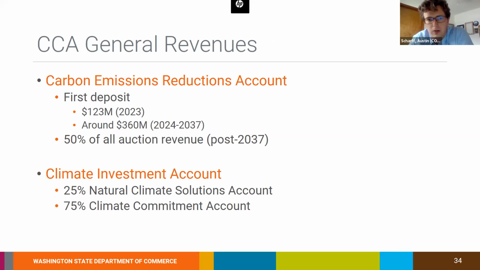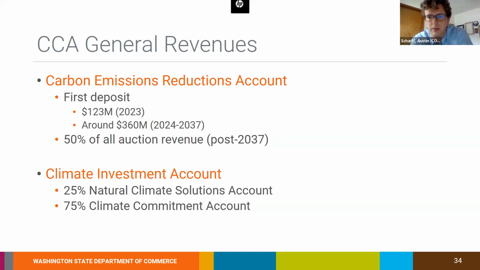So under the carbon emission reduction account, there is through 2037, for lack of a better term, a right of first deposit into that account from all revenues generated through the CCA. So in 2023, it's a relatively small amount of 123 million, and then it fluctuates around 360 million for the period 2024 through 2037. Post 2037, 50% of all auction revenue goes in there, and then the other 50% goes into the climate investment account with these two sub accounts. So the carbon emission reductions account gets first dibs.